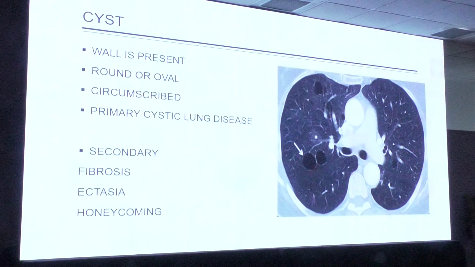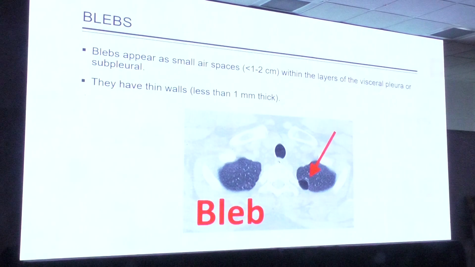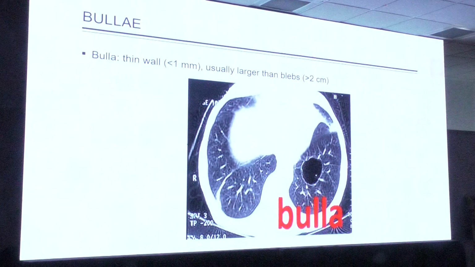Coming to the blebs, they appear as small air spaces. Usually they are seen within the layer of visceral pleura or subpleurally. They have thin walls which are less than 1 millimeter thickness. Coming to the bulla, bulla also has a thin wall which is less than 1 millimeter and is usually larger than blebs, with size more than 2 centimeters.